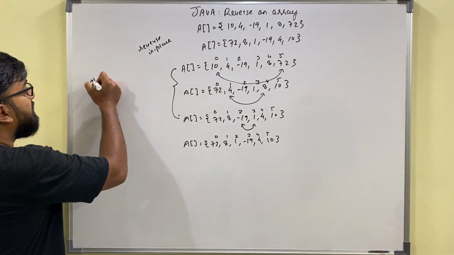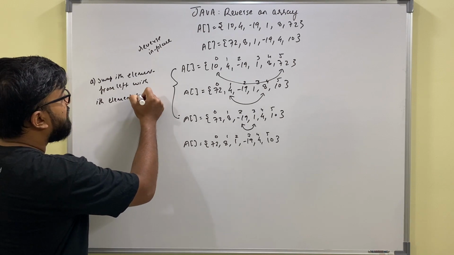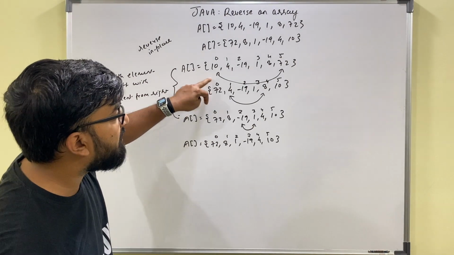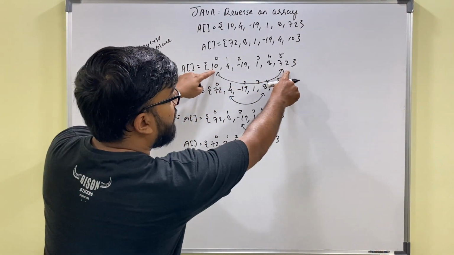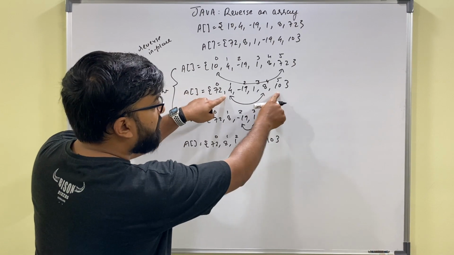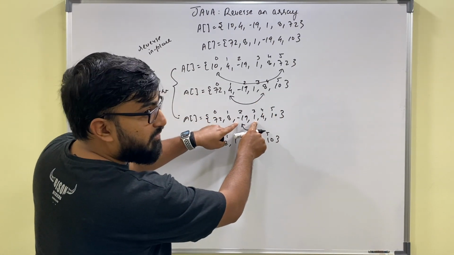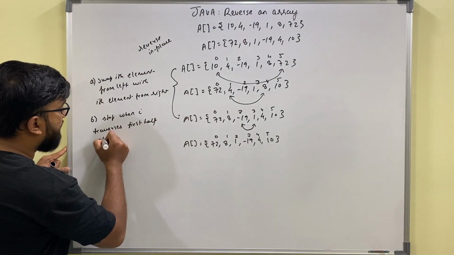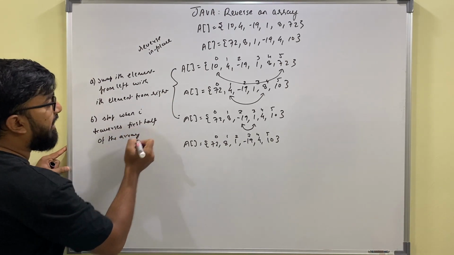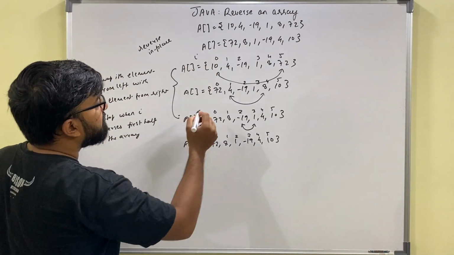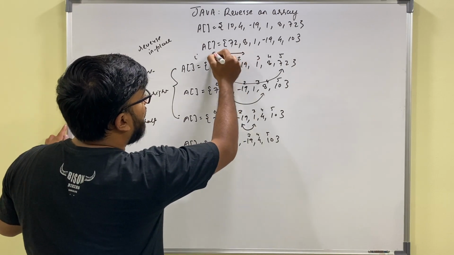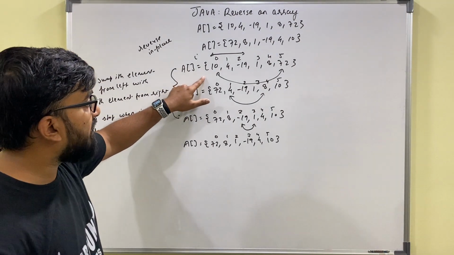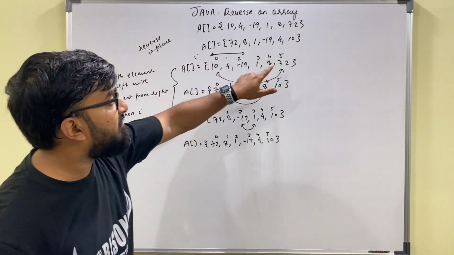I swap ith element from left with ith element from right. So the first element from left is swapped with first element from right. Second element from left is swapped with second element from right. Third element from left is swapped with third element from right. And when do we stop? Stop when i traverses the first half of the array. So i traverses only the first half, and for each value of i, you swap ith element from left with ith element from right.